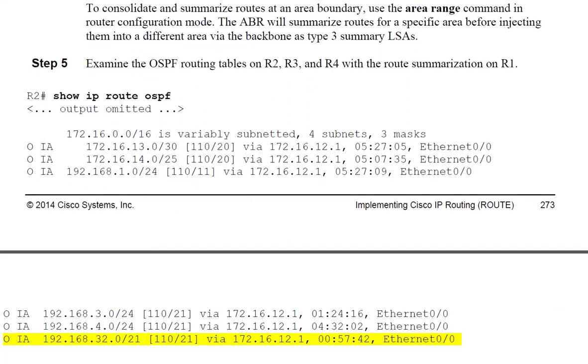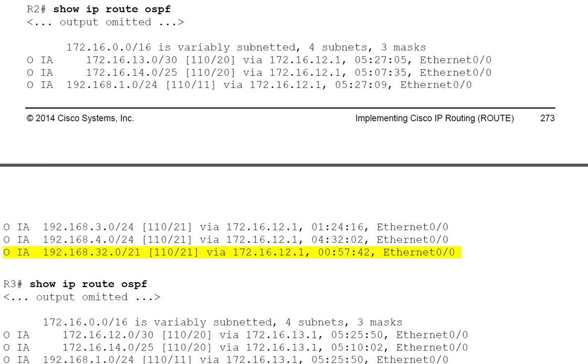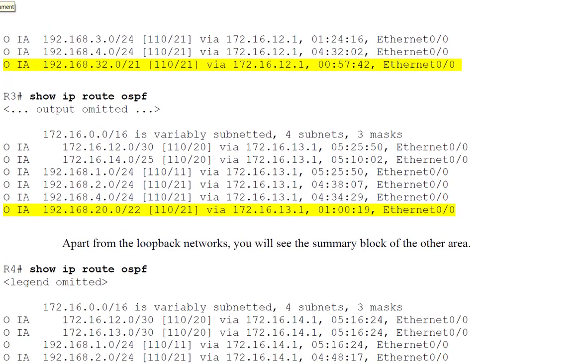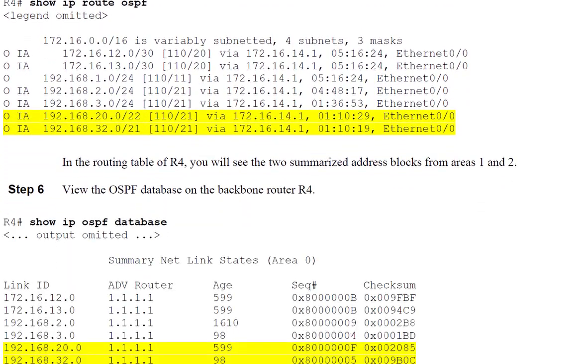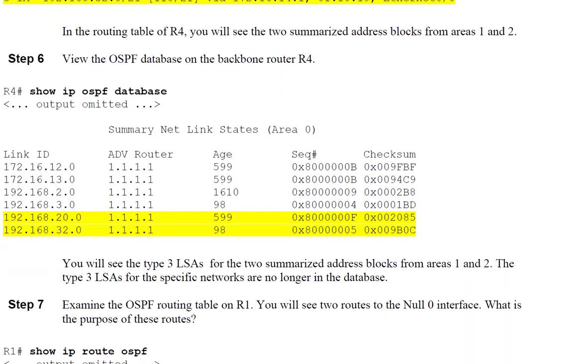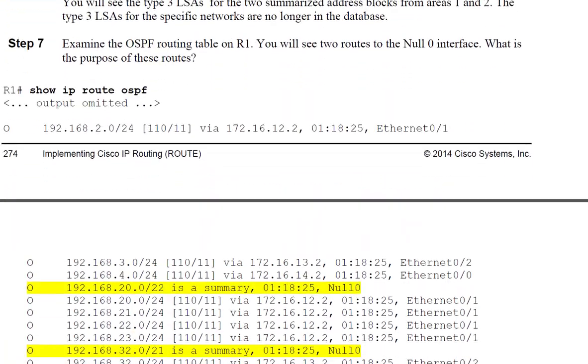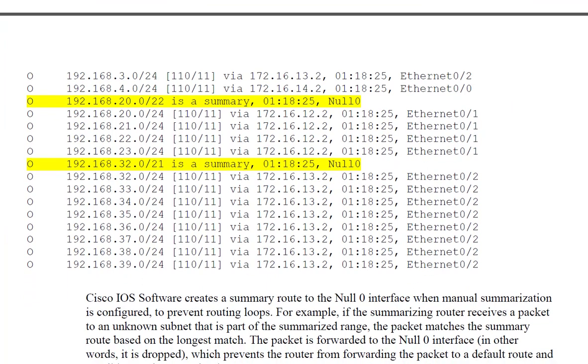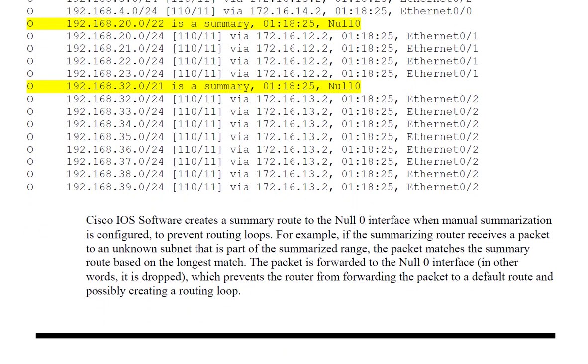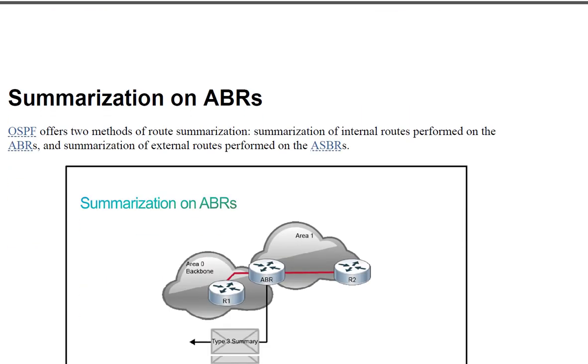So they went through a bunch of demonstrations here, same concept. Look at the route. We see the route, a /21 in this case, and we see the other route, a /22, and then they're looking at the OIA routes and so on. We did all this stuff. We looked at the database. We looked at the null zero route, which we just actually looked at. The null zero route is directly related to the summary. We talked about what the purpose of a null zero route was as a loop avoidance mechanism in our topology. All right.